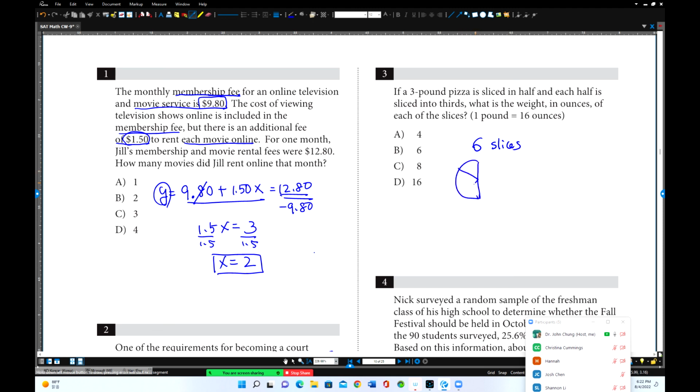Half. Another half. What is the weight? 3 pounds. That's signified in ounces. Each pound is 16. You multiply by 16 ounces. That is the total number of ounces for 1 pizza. So you need to divide by 6 over here. 48 divided by 6 is 8. Or you can simplify. It doesn't matter. Each slice of pizza weighs 8 ounces. Okay. That's it.